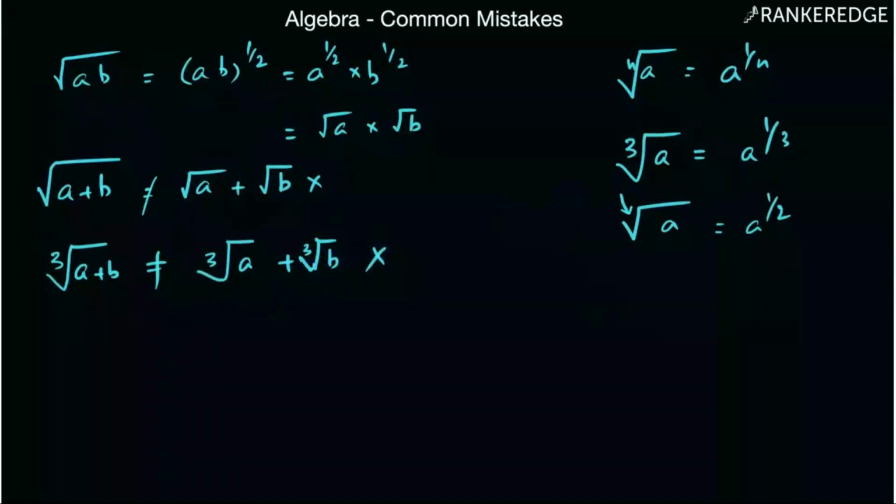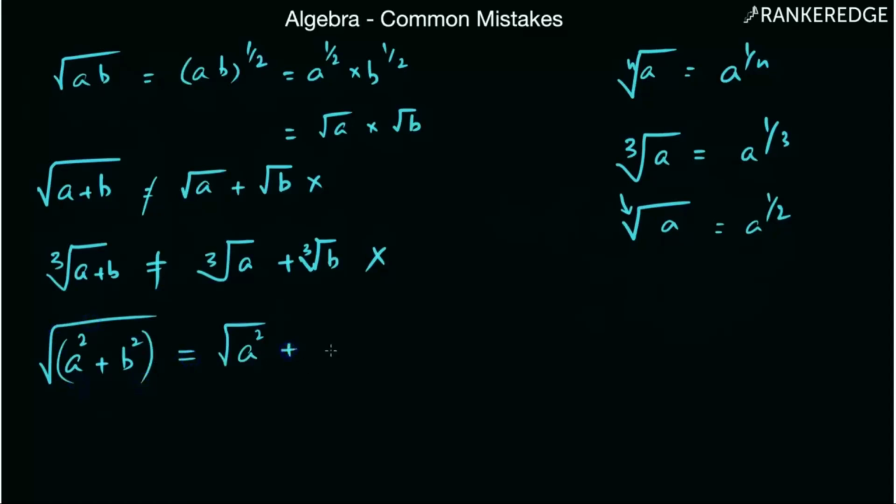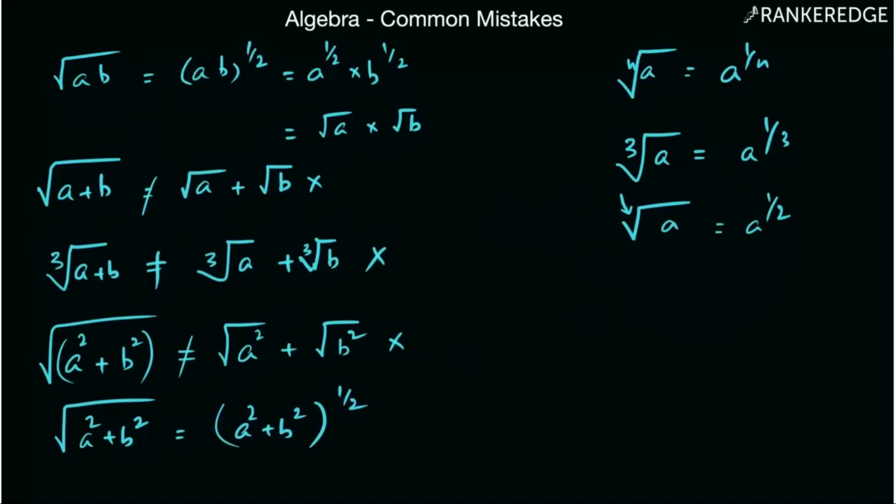Okay. And again another one, a square plus b square, the square root of this entire expression. Is this equal to square root of a square plus square root of b square? No, this is not correct. Okay. So the square root of a square plus b square will remain as (a square plus b square) whole power 1 by 2. So this is one more common misunderstanding.